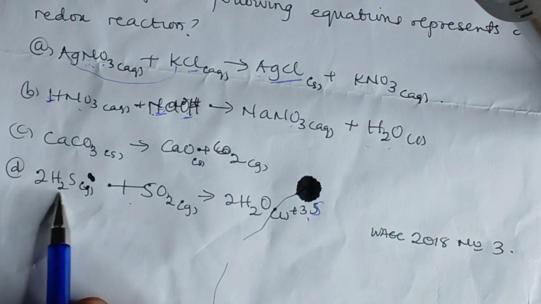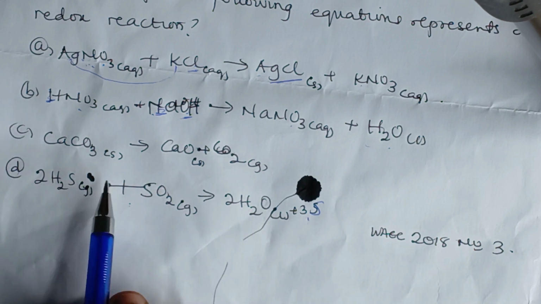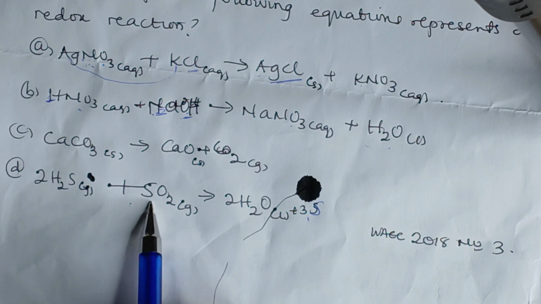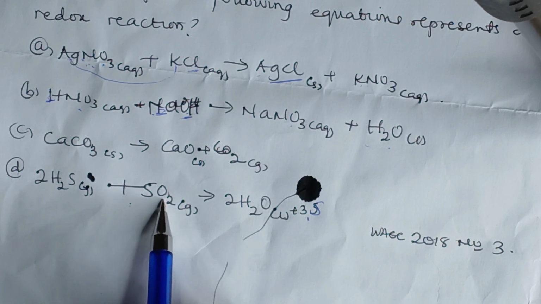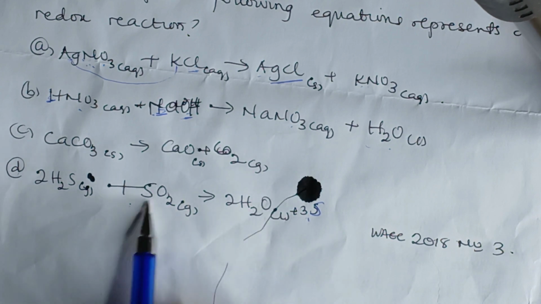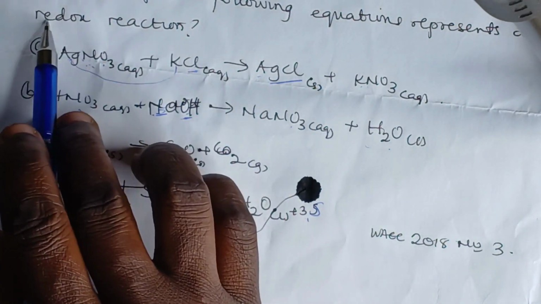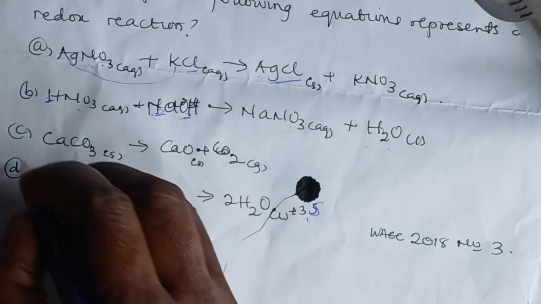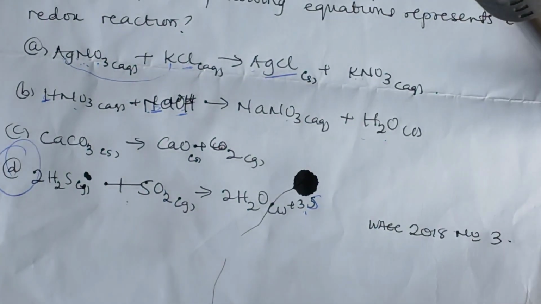So if you look at hydrogen sulfide, it has been oxidized to water because oxygen has been added. And if you look at sulfur oxide, it has been reduced because oxygen has been removed. So this is a redox reaction, which means oxidation-reduction reaction. So the best answer here is D.